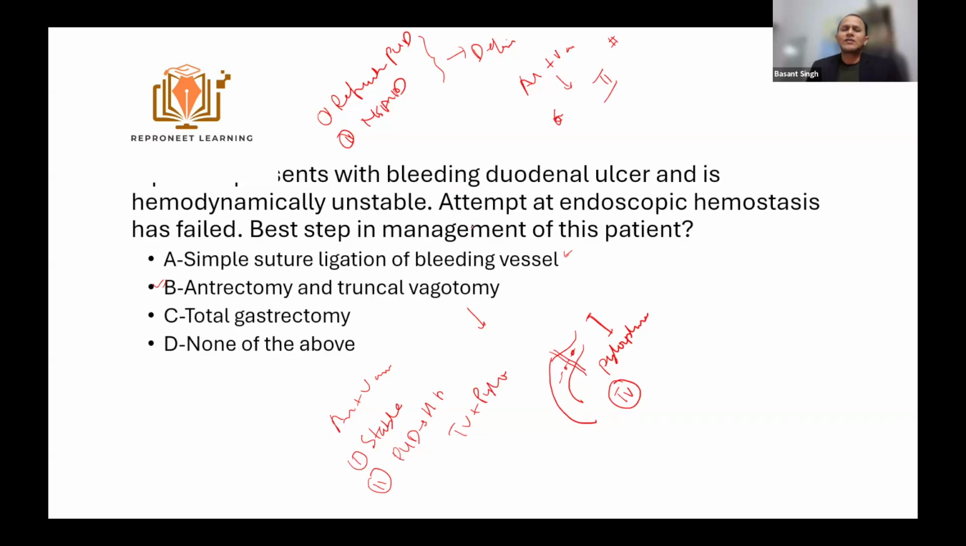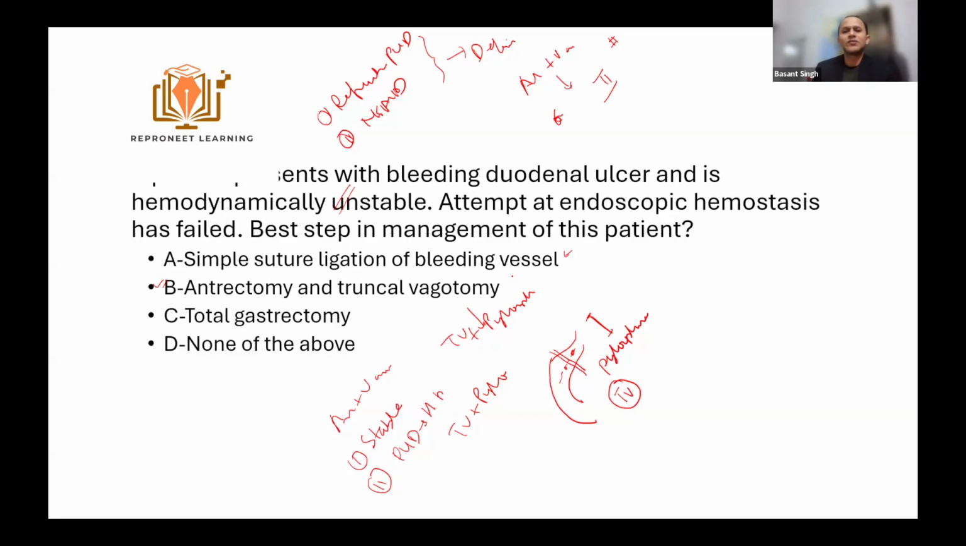Okay. If they ask you what is the best surgery, if it is a stable patient, so they change the question. If it is a stable patient, then the answer would be truncal vagotomy with pyloroplasty. Okay, that is the best surgery because vagotomy reduces the rebleed rates in duodenal ulcer. So that is why if you read your books, they advocate that you should do at least a vagotomy. So what is the best or the most common surgery in a stable patient with DU bleed? It has to be truncal vagotomy with pyloroplasty.